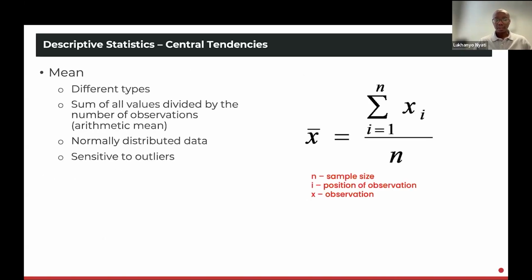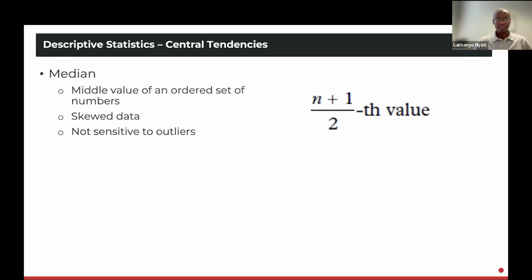And I'm not going to get into detail about how to work out these equations, but this just tells us that for the mean you sum up all the values and you divide them by the number of observations, and it is suitable for data which are normally distributed, and it is sensitive to outliers. I will make a demonstration later on of what we mean by this.